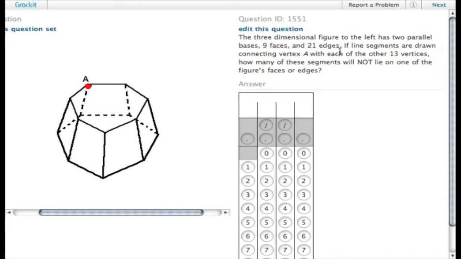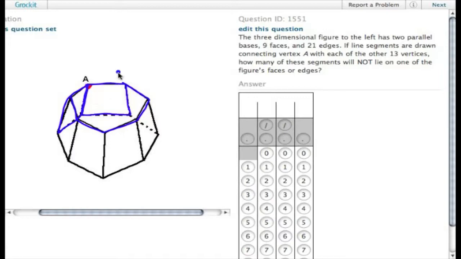So, we're drawing lines from vertex A to all the other corners in the figure. So, we want to know which ones will not lie on a face of this surface. If we think about it, this point A touches 3 faces right here. That one right there, this one right here, and the top bit right here. So it's touching all of these faces, point A.